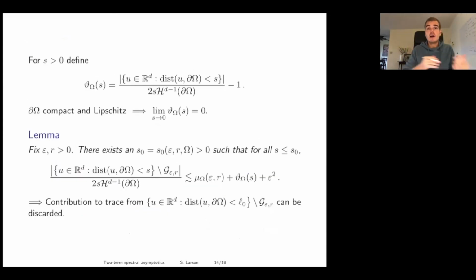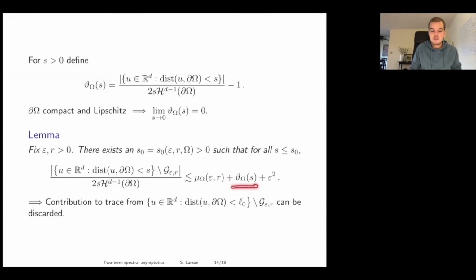And to see why that is the case in general, we have the following lemma. Here is a two-sided neighborhood of the boundary at distance S, and we remove this. I didn't say that, but script G epsilon R is the union of all these two-sided cones over all the epsilon R good points on the boundary. So we remove this approximate neighborhood of the boundary, then we divide by the expected measure of this neighborhood. And what this says is that that is small with respect to the parameters of the problem. So we have our portion of epsilon R good points on the boundary that we know goes to zero when R goes to zero.